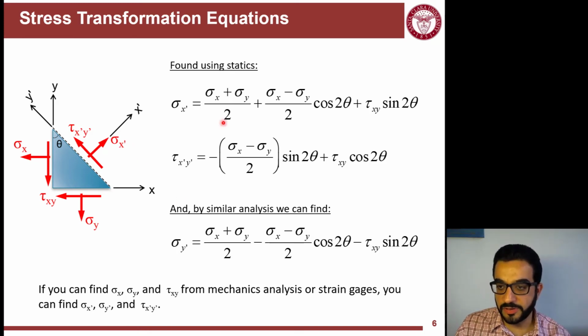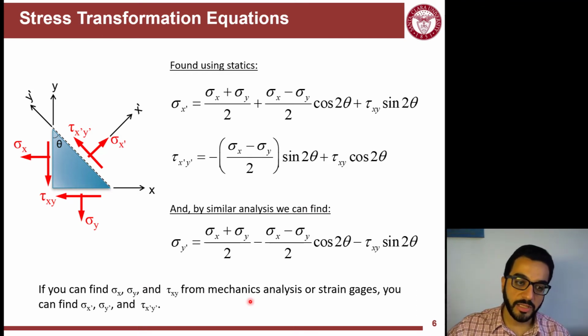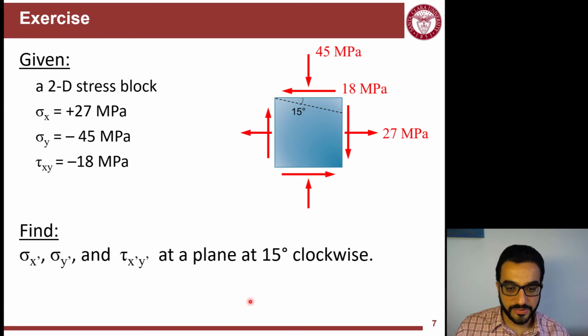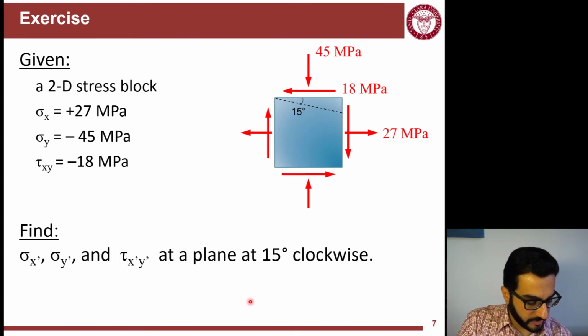So if I'm given sigma x, sigma y, and tau xy, either from statics or from the lab, when you do strain gauges and you measure values, I can transform the stresses and find the stresses at any orientation theta from this point. So let's see this example here, applying these stress transformation formulas.